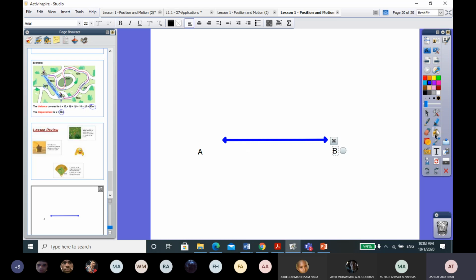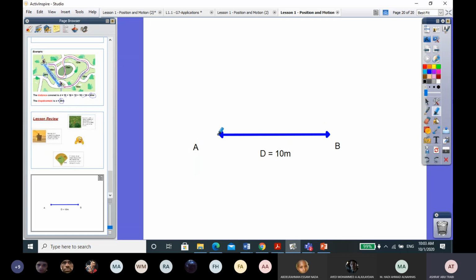So we have here two things. We have a distance covered, so we call it distance D. Suppose we have distance 10 meters. If I have here distance 10 meters, because I am going from point A to point B with a straight line, guys, this is point A, this is point B. So here, guys, the distance and the displacement are the same. Why? Because the distance and the displacement form a straight line from A to B.